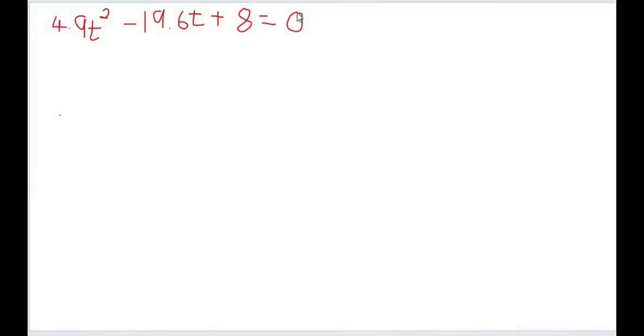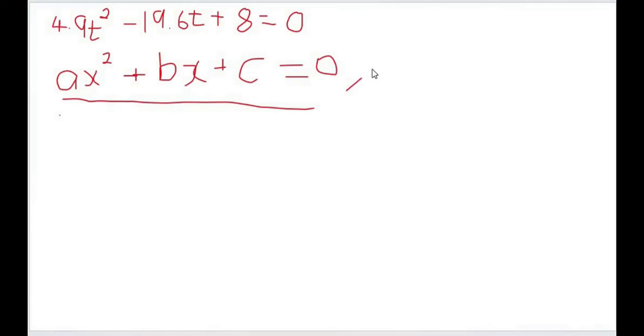So if you go back to mathematics, remember we have that quadratic equation where it says ax squared plus bx plus c equals 0. And one of the ways of solving this equation is to use the quadratic formula. So if we were solving for this, we would use this formula over here.